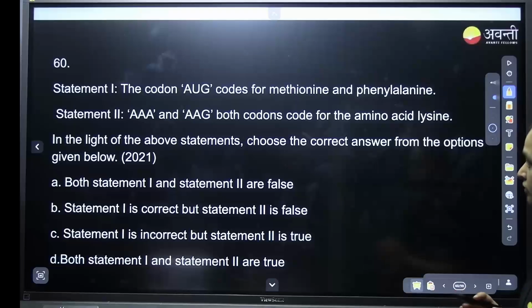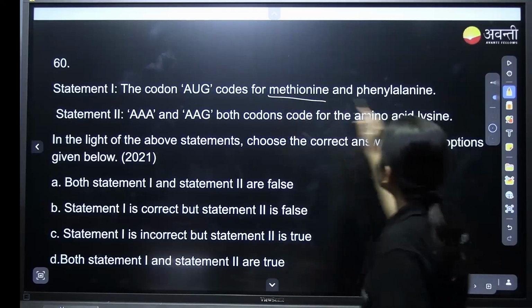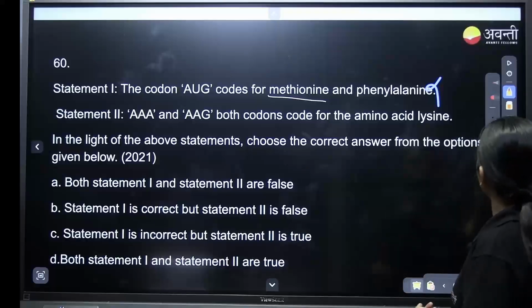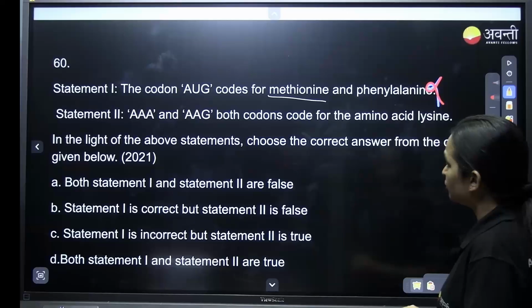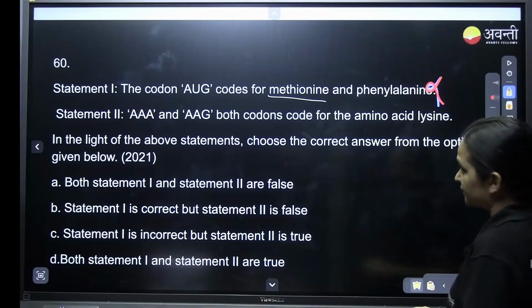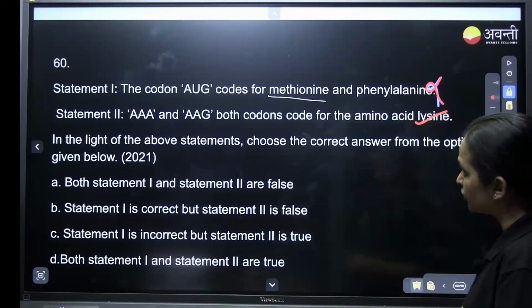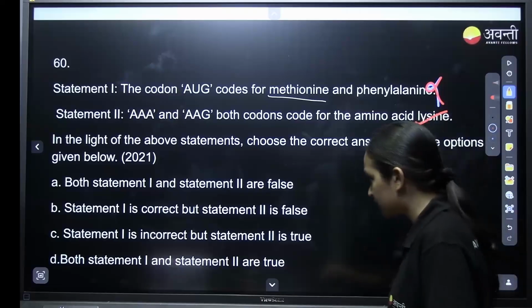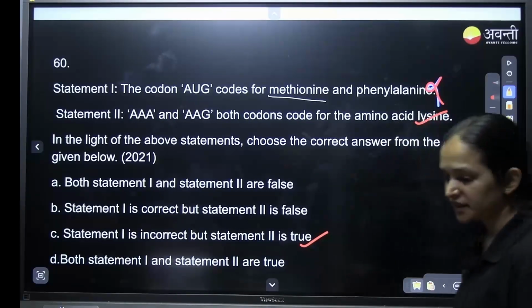Statement 1. The codon AUG codes for methionine and phenylalanine. Now AUG codes for only one thing, that is methionine. So this one is wrong. Statement 2. AAA and AAG both code for the amino acid lysine. This is correct. So 1 is wrong, 2 is correct. C is the correct answer.